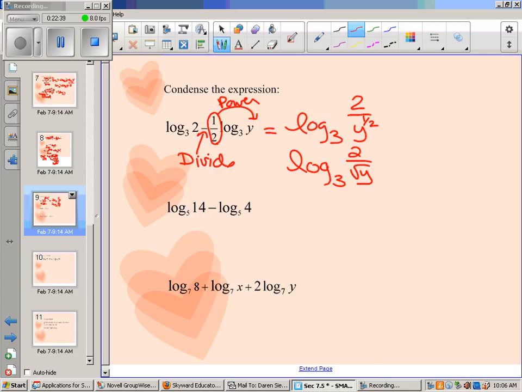All right, log base 5 of 14 minus log base 5 of 4. Log base 5 of 14 over 4. Can we reduce? Yes. 7 over 2. So when you have the ability to simplify in a problem, you should simplify.